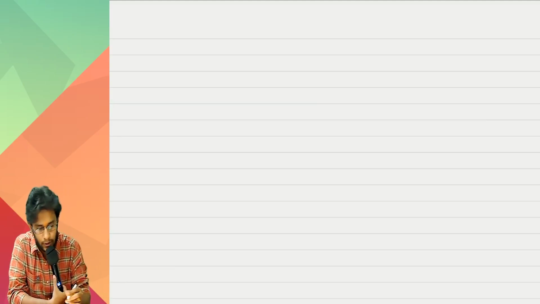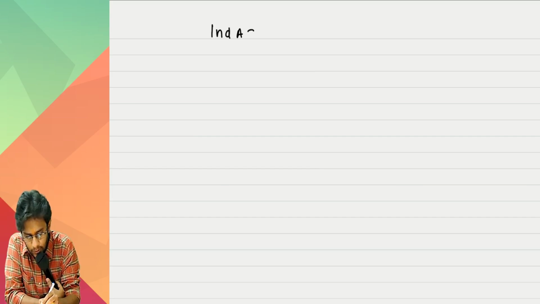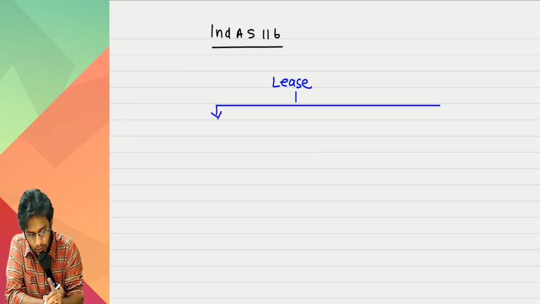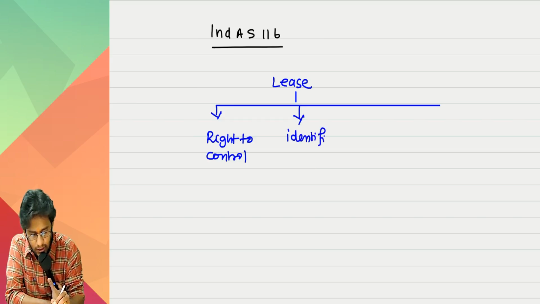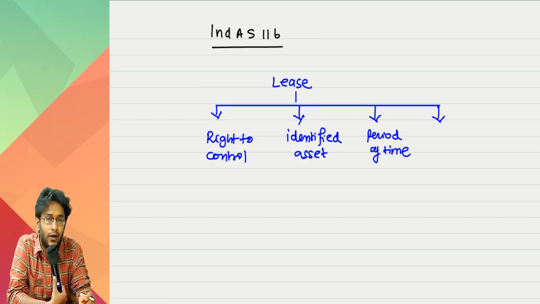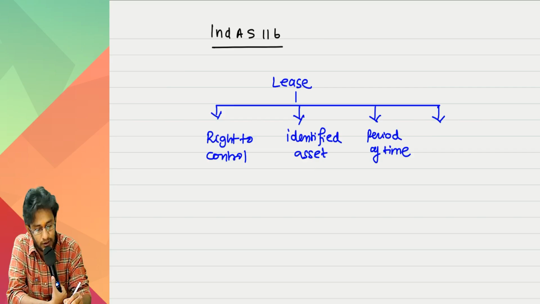So guys, continuing with our leases discussion, Ind AS 116, what we have covered in the previous session is the definition of lease. In the definition of lease, you have seen four important terms. One is there must be a right to control the usage of the asset. Then there must be an identified asset, and this right to control the identified asset must be available for a defined period of time. And because you are having the right to control the identified asset for a period of time, to the owner of the asset you have to pay some consideration.